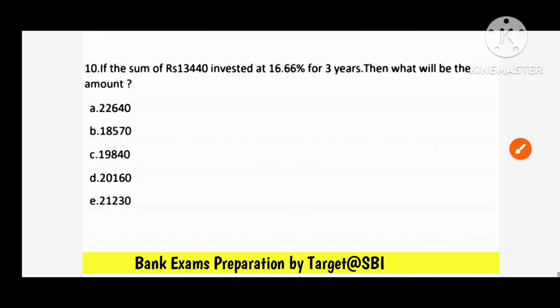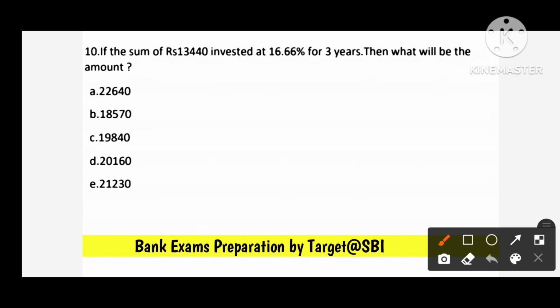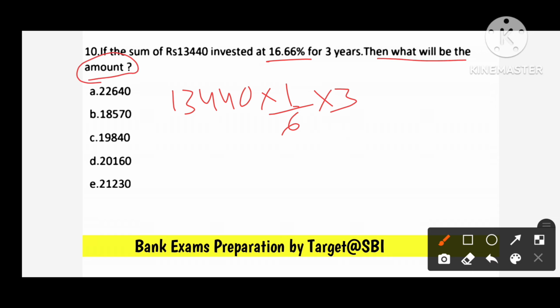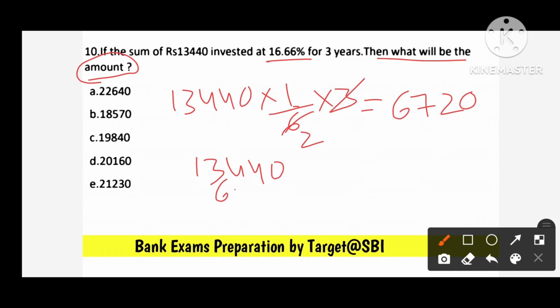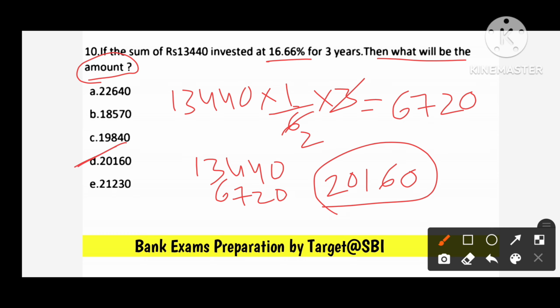Now we are moving to question number 10. If the sum of rupees 13,440 is invested at 16.66%, means 1/6, for 3 years, then what will be the amount? Asking about the amount. So this is the interest we got here. 1/6 for 3 years, this will be 2 times 2, 6 times, 7 times, 2 times and 0. So this is the interest we got. Adding that interest to the principal gives the amount. So we got an amount of 20160. So option D is the answer for this question.